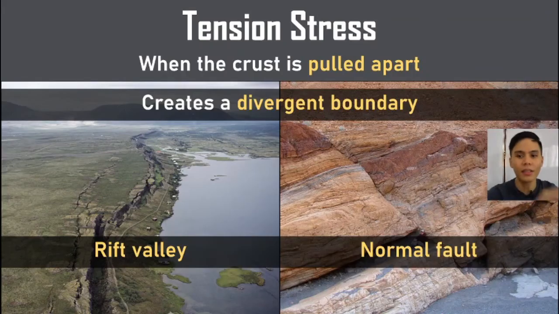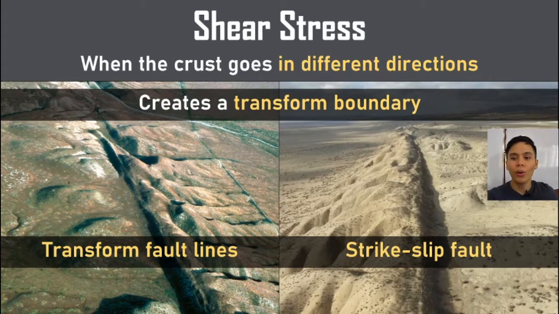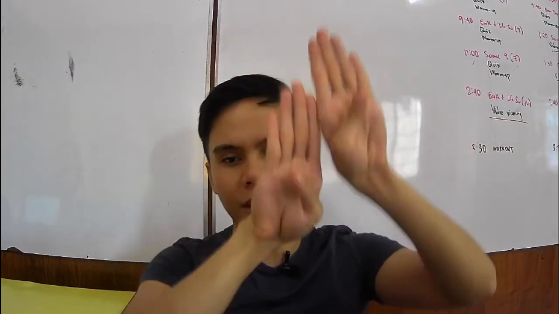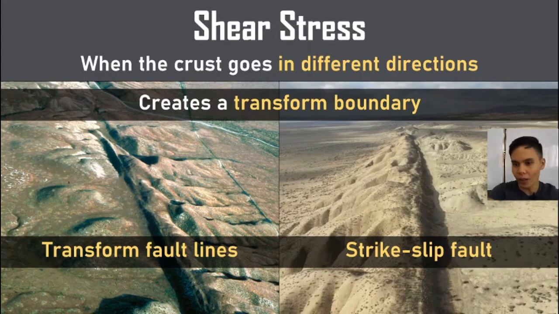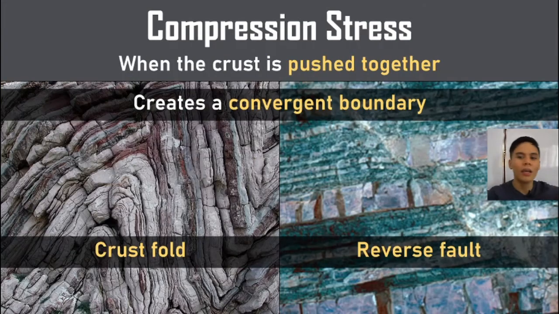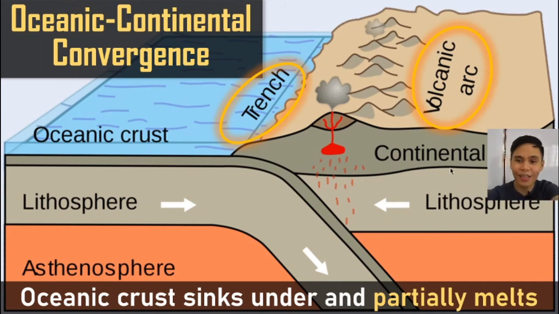So your divergent boundaries, such as your mid-ocean ridges underneath the sea, form rift valleys and normal faults. Your transform boundaries are when your plates are horizontally moving against each other. So we have fault lines and strike-slip faults. Your convergent boundaries, on the other hand, are a bit more interesting because there are three main types of convergent boundaries. We have Oceanic-Continental Convergence.